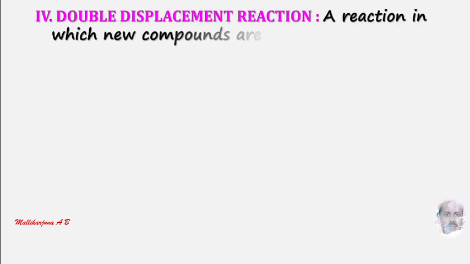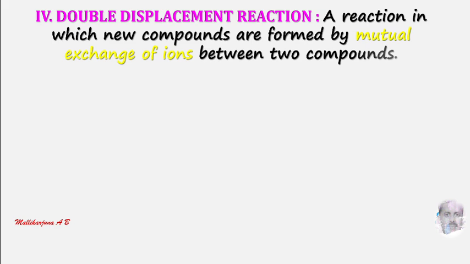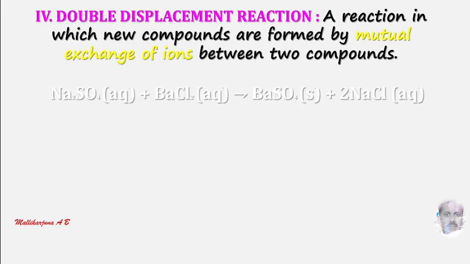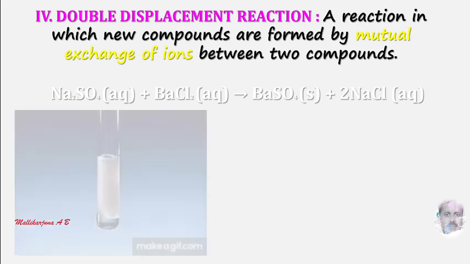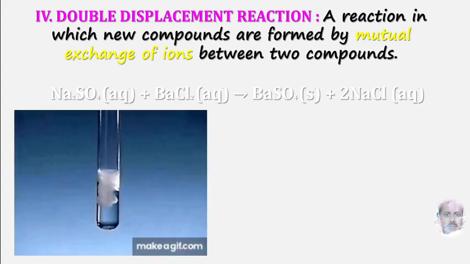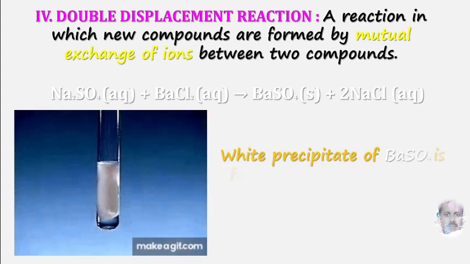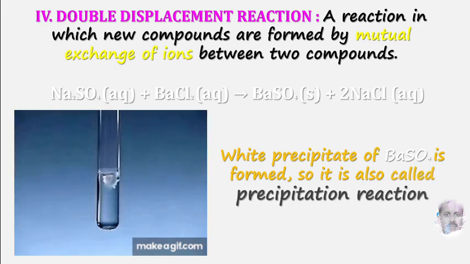The next type of chemical reaction is double displacement reaction, a reaction in which new compounds are formed by mutual exchange of ions between two compounds. Such a displacement reaction occurs only in ionic compounds. Example: sodium sulfate reacts with aqueous barium chloride to form barium sulfate plus sodium chloride. A white precipitate of barium sulfate is formed, so it is also called a precipitation reaction.